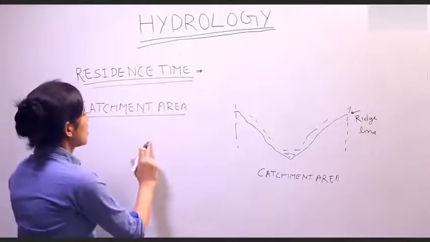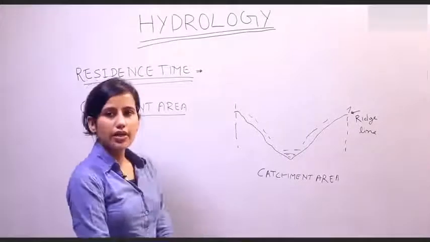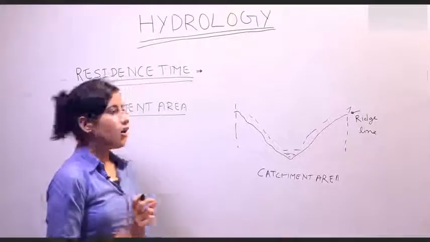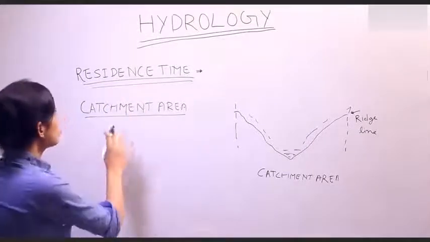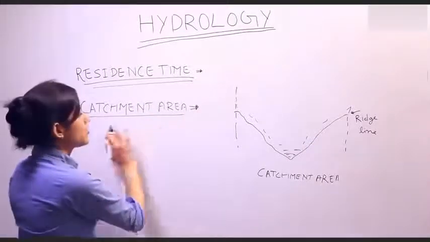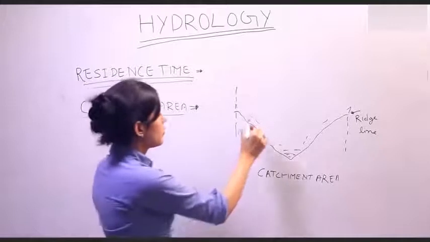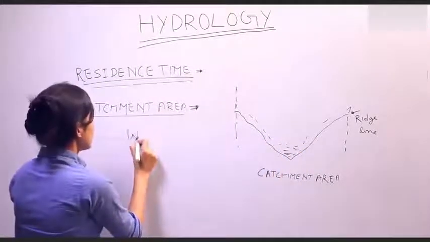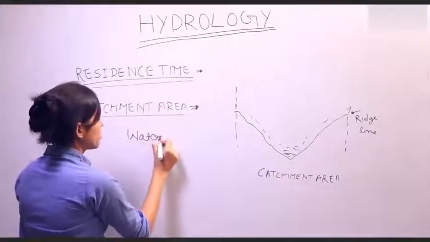Residence time. It is the time taken by the water particle for crossing a particular phase of the hydrological cycle. After residence time, we will discuss catchment area. The area draining into the river is called catchment area. It is also called watershed in US.